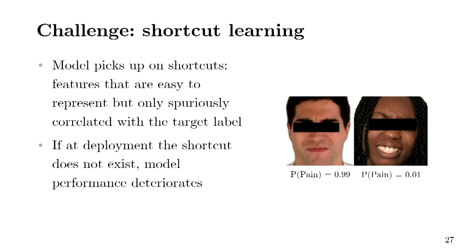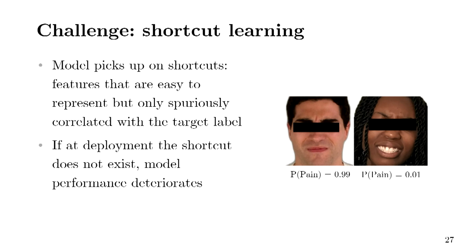All right, there are some other challenges that we might face, and I think these are important to stop at and discuss. In a lot of cases, our models might pick up on what we call shortcuts. Shortcuts are patterns in the data that are easy to represent, but they are only spuriously correlated, not causally related, to the target outcome that I'm interested in.